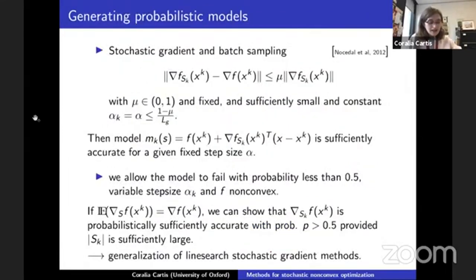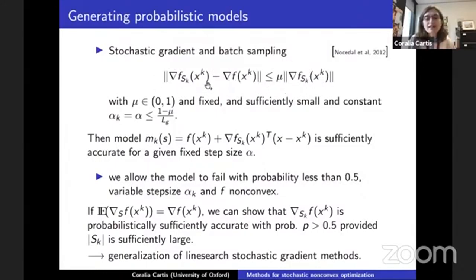So how can I generate such probabilistic models? We can do batch sampling. For example, we can do stochastic gradient and batch sampling. We can have this kind of conditions, all right?